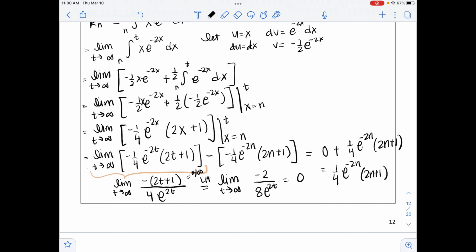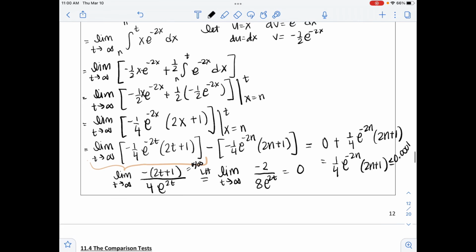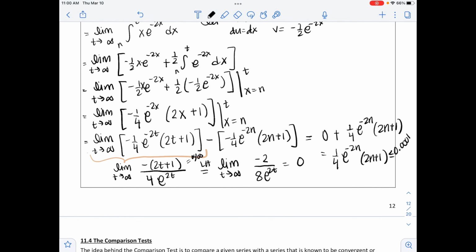And this is equal to our r value, that difference that we have. And this has to be less than or equal to 0.0001. So this is a difficult inequality to solve. We have 1/4 e to the negative 2n times 2n plus 1, again, has to be less than or equal to that bound, which is 0.0001. And so the inequality is difficult to solve, so it might be easier just to use a guess and check kind of method and try different values of n. Remember, n needs to be a whole number.